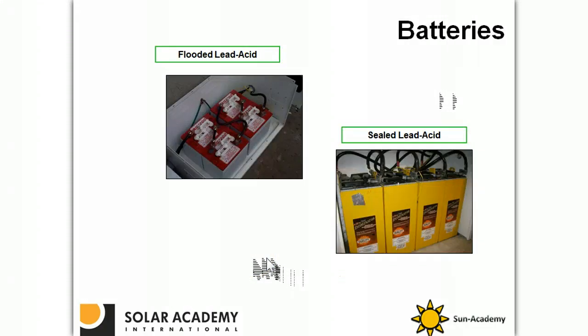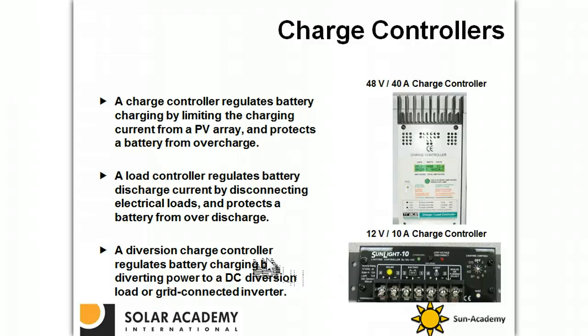Because the high energy production from PV arrays does not always coincide with when loads require energy, batteries are used in most standalone PV systems. A charge controller regulates battery charging current from a PV array and protects a battery from overcharging.